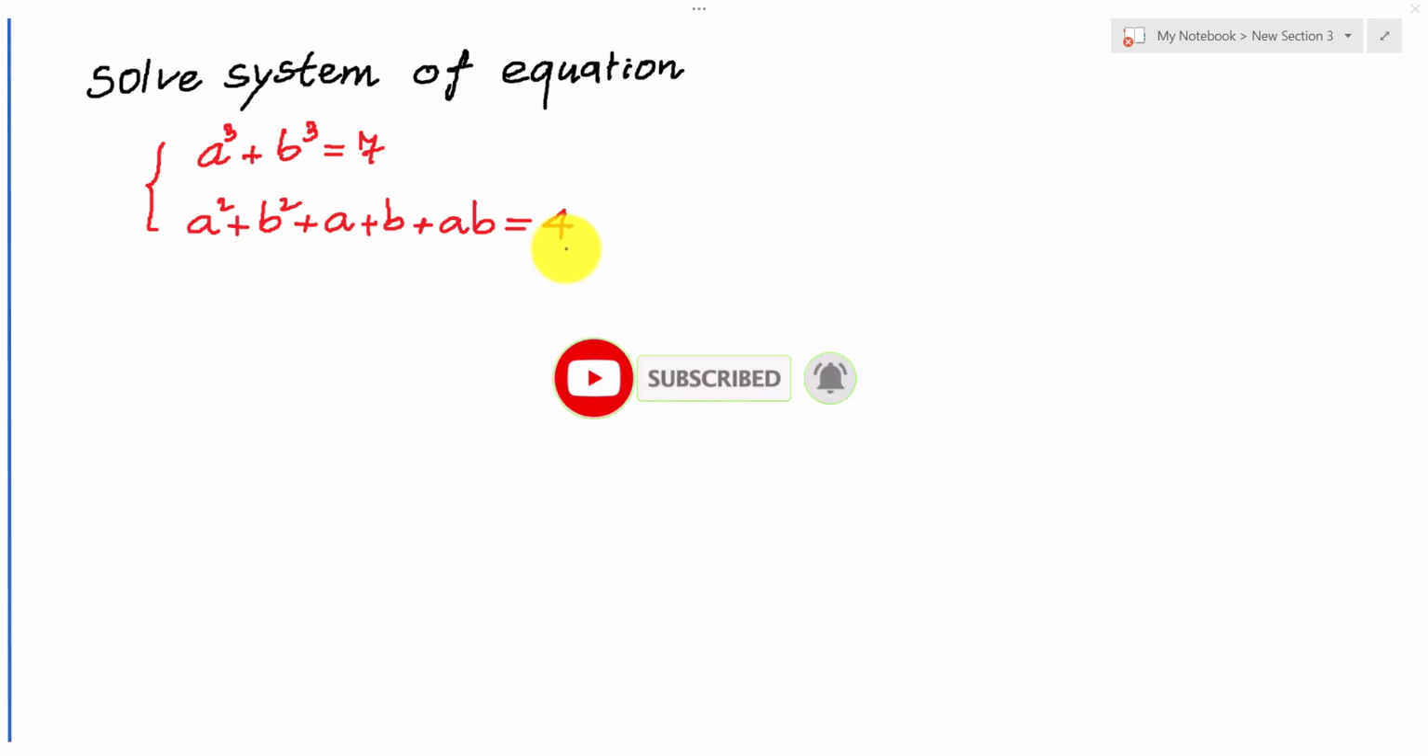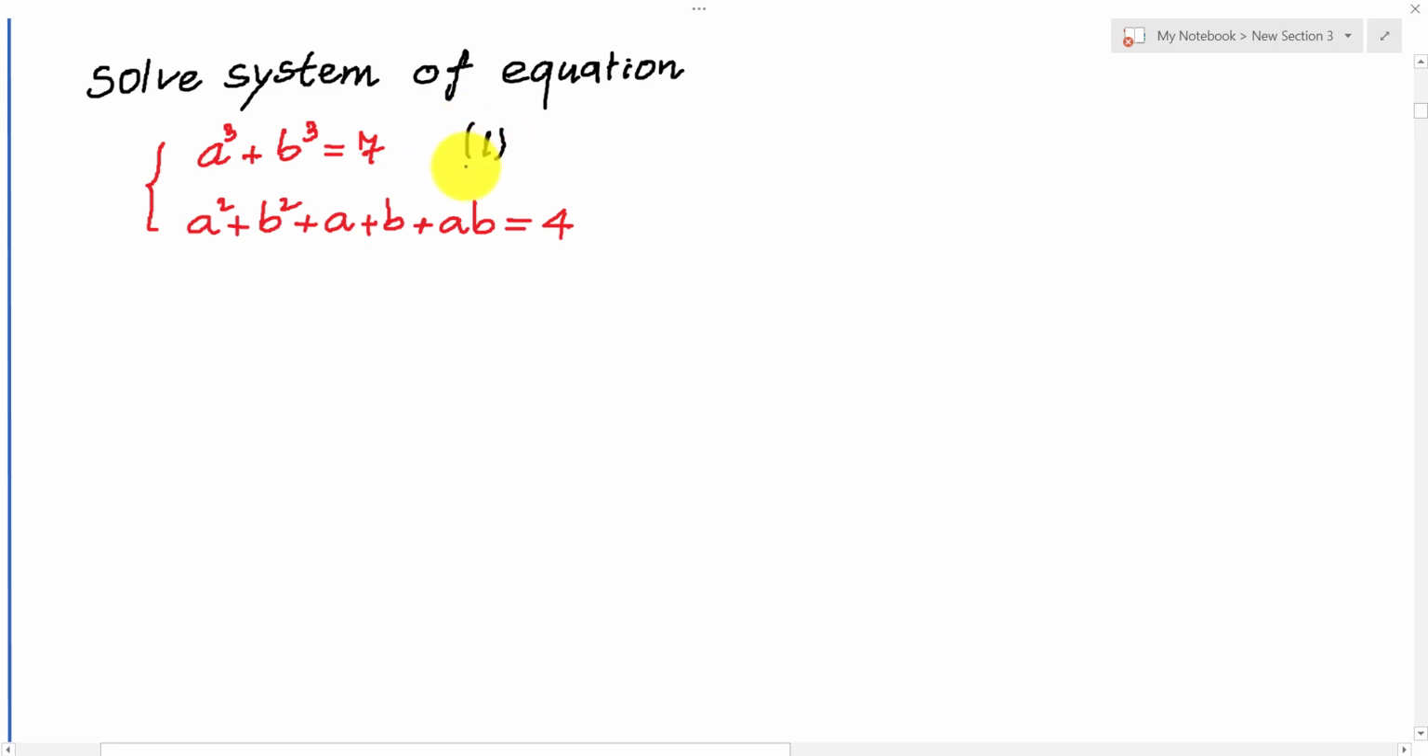And now we go to the solution together. We have a^3 + b^3 = 7, which I call the first equation, and a^2 + b^2 + a + b + ab = 4, which I call the second equation. To solve this system, we must use substitution. Let m = a + b and n = ab.